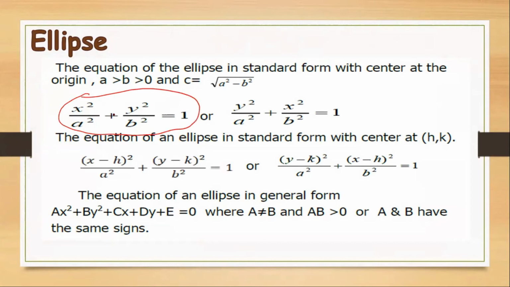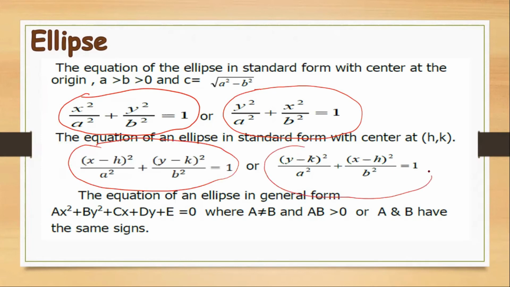x squared over a squared plus y squared over b squared equals 1, if the center is at the origin. And if the center is not at the origin, this will be the equation. Take note that we have a plus sign here in the middle. That's the plus sign that determines that it's an ellipse. And also, your a and b must not be equal, but they must be greater than 0.